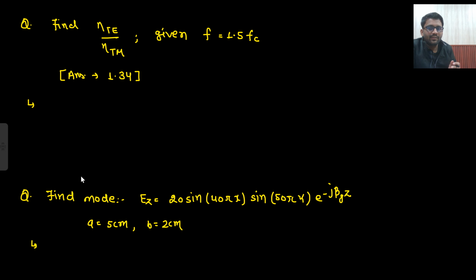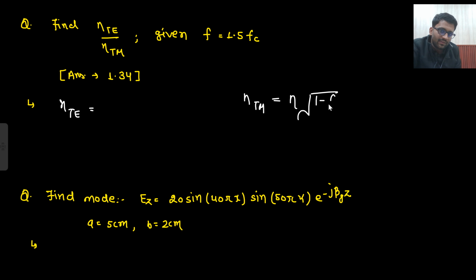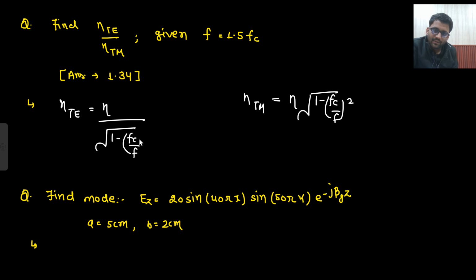Ratio you need to find, eta TE upon eta TM. So eta TE, if you remember, eta TM we remember by a trick. What is the trick? TM, team. So with team you need to stand. Right. And what about TM? Eta divided by under root 1 minus FC by F whole square. They are asking eta TE by eta TM.